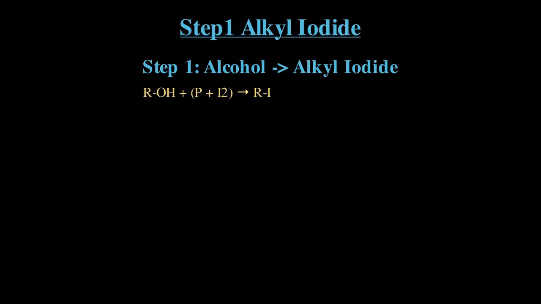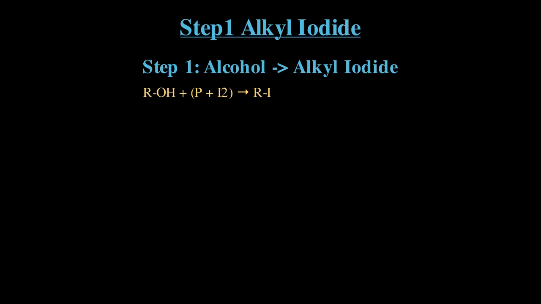Let's start with step 1, convert alcohol to alkyl iodide. The reagent for this is red phosphorus plus iodine. These react in situ to form phosphorus triiodide, or PI3. The general reaction is R-OH plus red P plus I2 gives R-I plus H3PO3. This first step works identically for all 3 alcohol types.